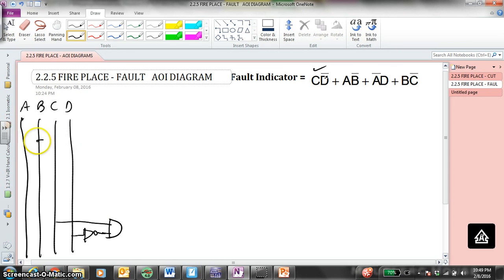A, B naught. B, we're going to invert this guy. And it goes with an AND with the A. A naught D. A. Invert A with D. That's that. And then B, C naught.